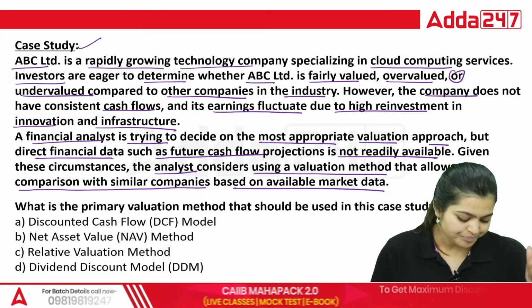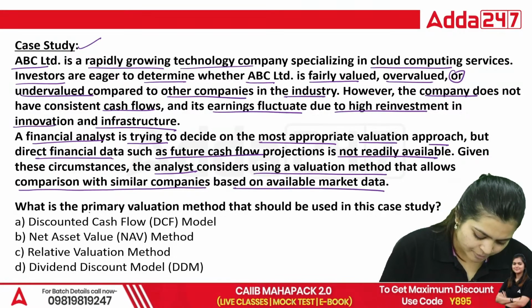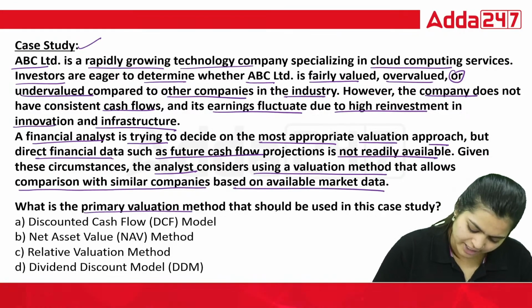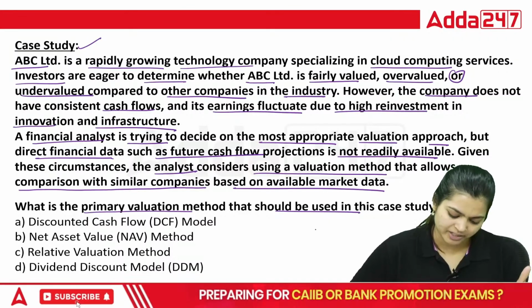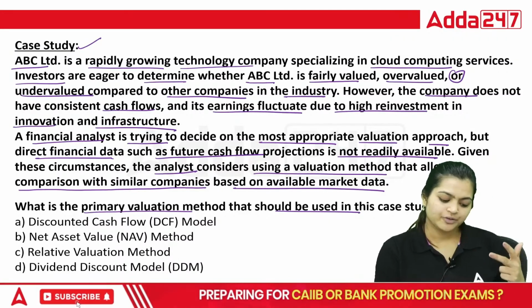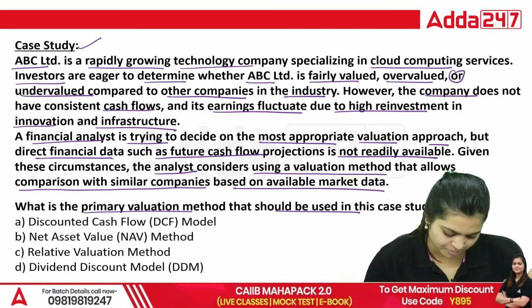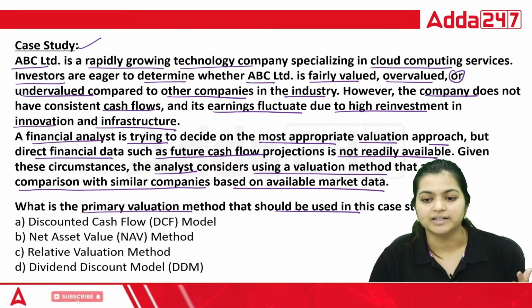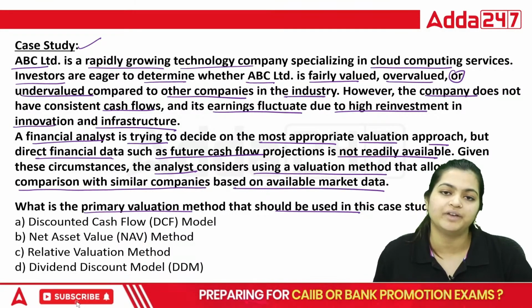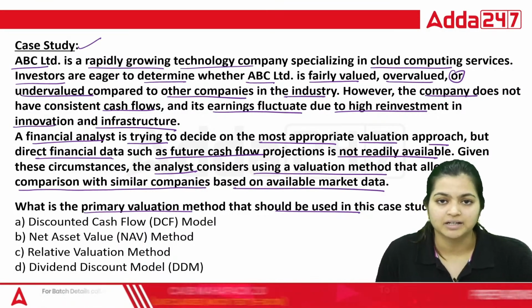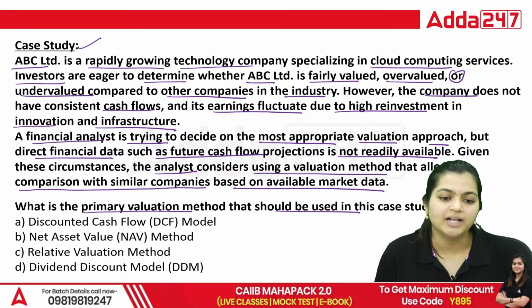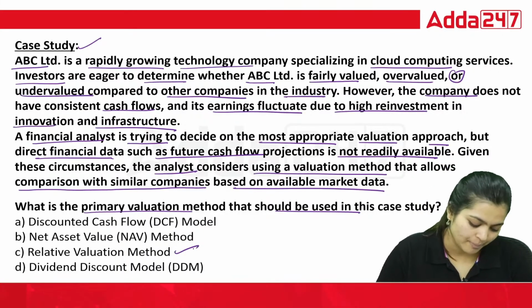Let's find it out. Options for the primary valuation method that should be used in this case: A, discounted cash flow; B, net asset value; C, relative valuation model; or D, dividend discount model. Yes, these are the four different ways through which you can calculate, but as per the given question, you can calculate only with the relative valuation model.